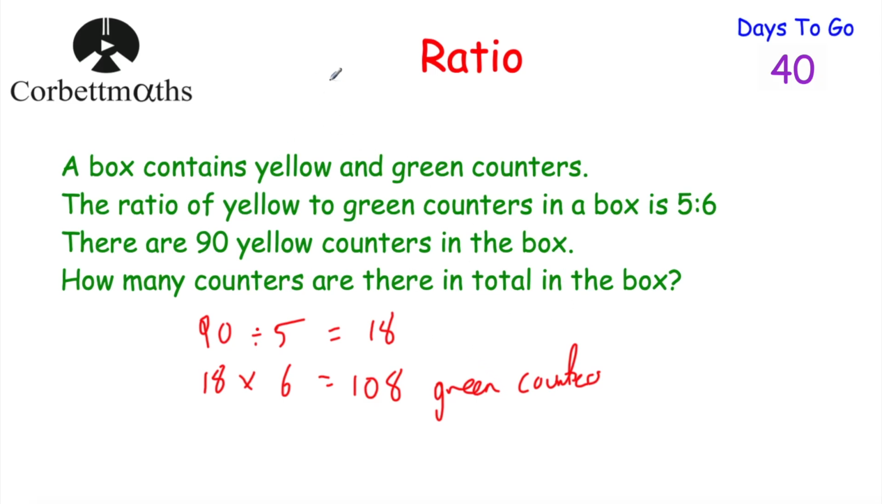So we know there's just yellow and green counters in the box. We know there's 90 yellow and we know there's 108 green. So if we do 90 plus 108, that's equal to 198 counters. And that's it. So how many counters are in the box? 198. And if you got that, well done.